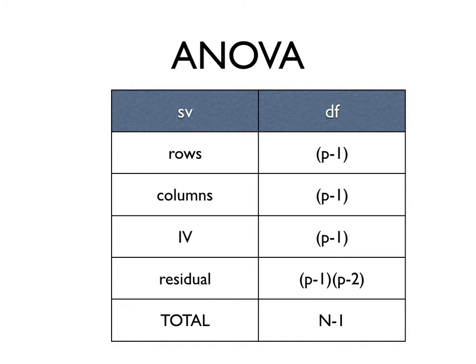And you divide the mean squared for the independent variable by the mean squared for the residual. You don't care about rows and columns, just like you don't care about blocking. You just want these to be nice and big. When the mean square comes up for rows and columns, it's nice if it's a big number because it means you took out a lot of variance.